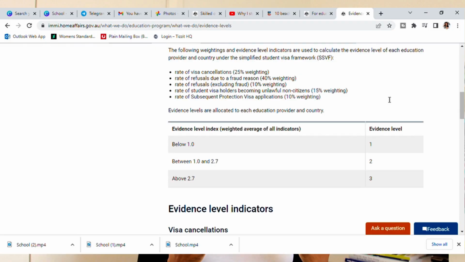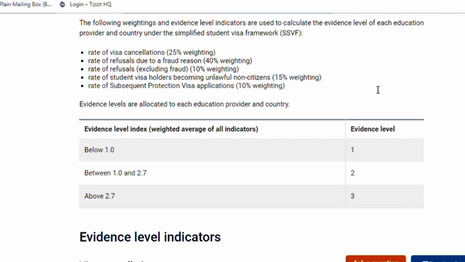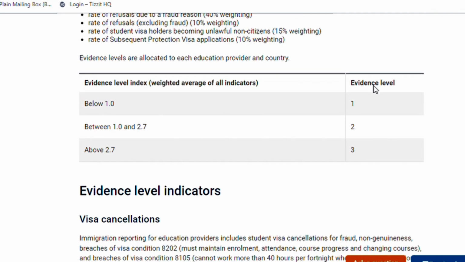When the department is done with their calculations, considering all these different indicators of risk, if a school sits below 1 point, then they are considered to be at evidence level 1. If after the calculation a school's score is falling anywhere between 1 and 2.7 points, then they sit at evidence level 2. If it is above 2.7 points, then that school will be considered an evidence level 3 school.